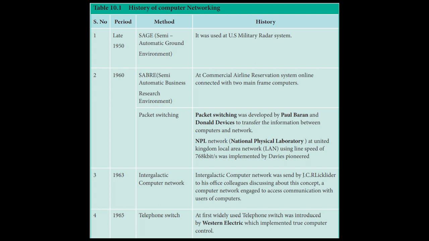NPL, that is National Physical Laboratory. This network in the United Kingdom was a LAN. LAN means local area network, which we studied last year itself. In this network, a line speed of 768 kilobits per second was implemented by Davies, the pioneer.